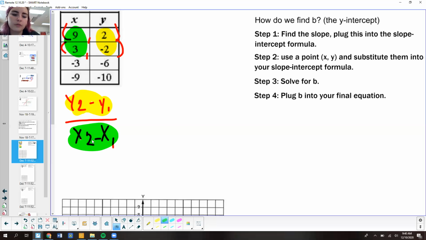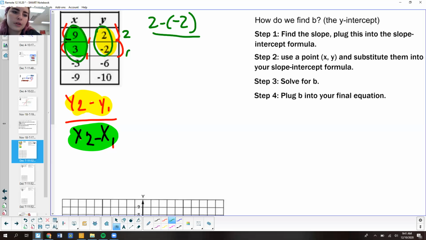So change in y, we have to find the difference in y. So I'm going to go ahead and pick a point. Remember, we've got y2 minus y1. So I'm just going to make this first one y2 and the second one y1. So I'm going to take 2 minus a negative 2, divided by the change in my x values. So x2 is 9 minus 3.